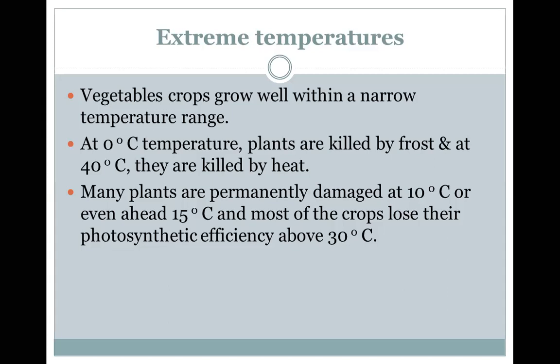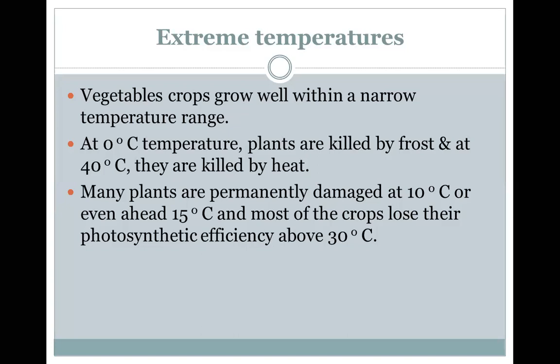As we have discussed, some of the crops can tolerate a temperature of 7 to 13, then 13 to 18, 18 to 30. So crops like cucurbits cannot withstand a temperature below 20 degrees Celsius, and if the temperature is very low, like 0 degrees Celsius, the plants may be killed by frost. And if the temperature is very high, that is at 40 degrees Celsius, they are killed by heat. So there is a narrow temperature range in which vegetables can be grown.